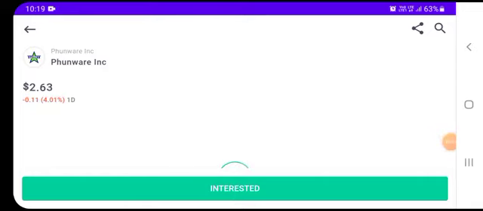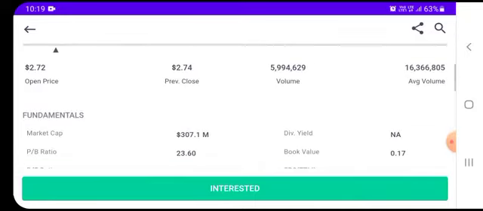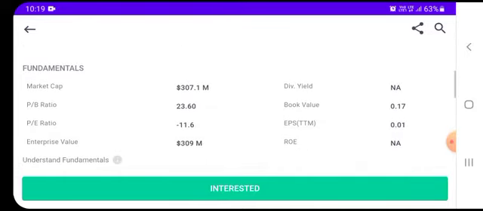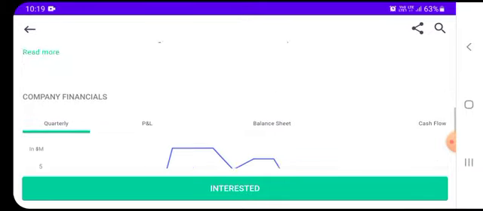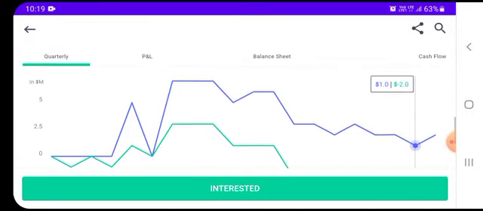The Phunware stock was trading at $2.63, down 4% from the previous close. There are some fundamentals: the market cap of the stock was nice, the PB ratio was good, but the PE ratio was not good. Enterprise value was shown, good outcomes about the company were given, and the company financials are shown on your screen.